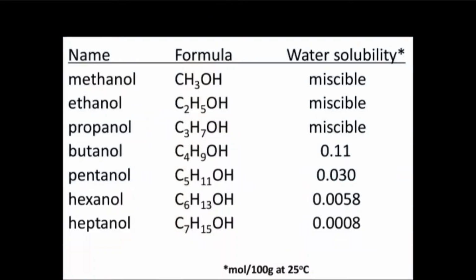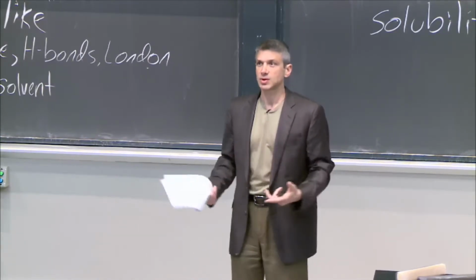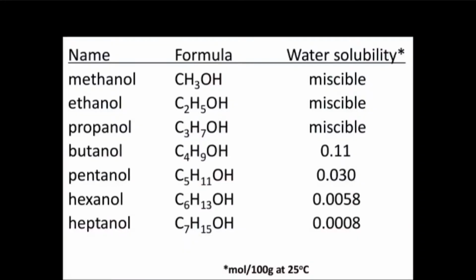So, methanol and ethanol are miscible. You can put as much as you want, and it'll always keep mixing in with the water. But now look, once you get to butanol, pentanol, hexanol, it starts going down. You can't mix as much as you want. In fact, it's less and less and less.